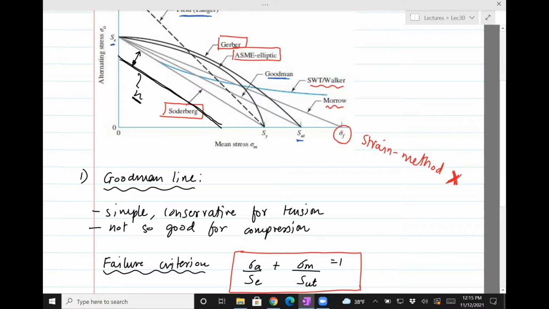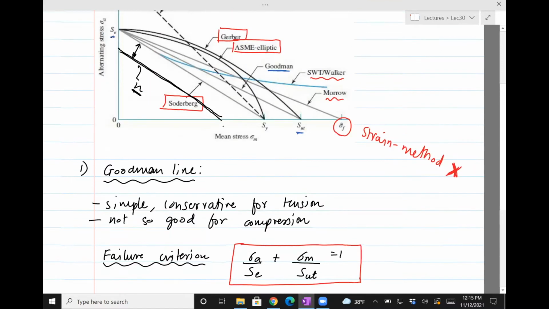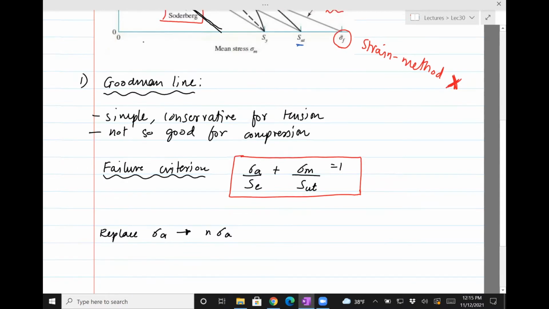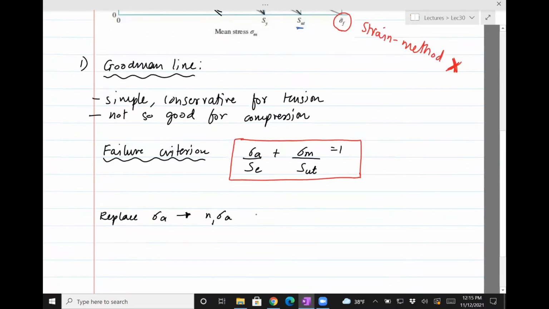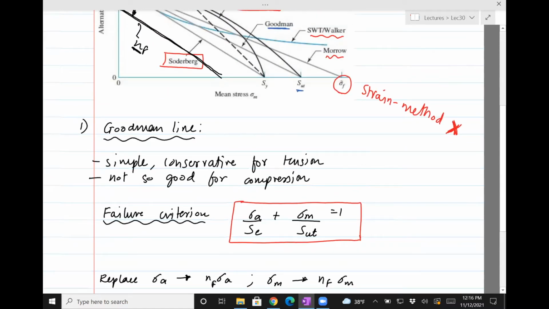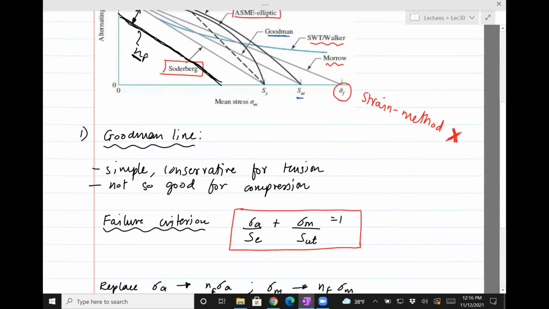So we need to replace, essentially, since the factor of safety is greater than 1, sigma A with n times sigma A. We'll call this NF for the fatigue failure. And then we'll replace sigma M with NF sigma M. That just serves to bring the line down, and that way we are on this line. That's a design line, and it's away from the actual failure line.